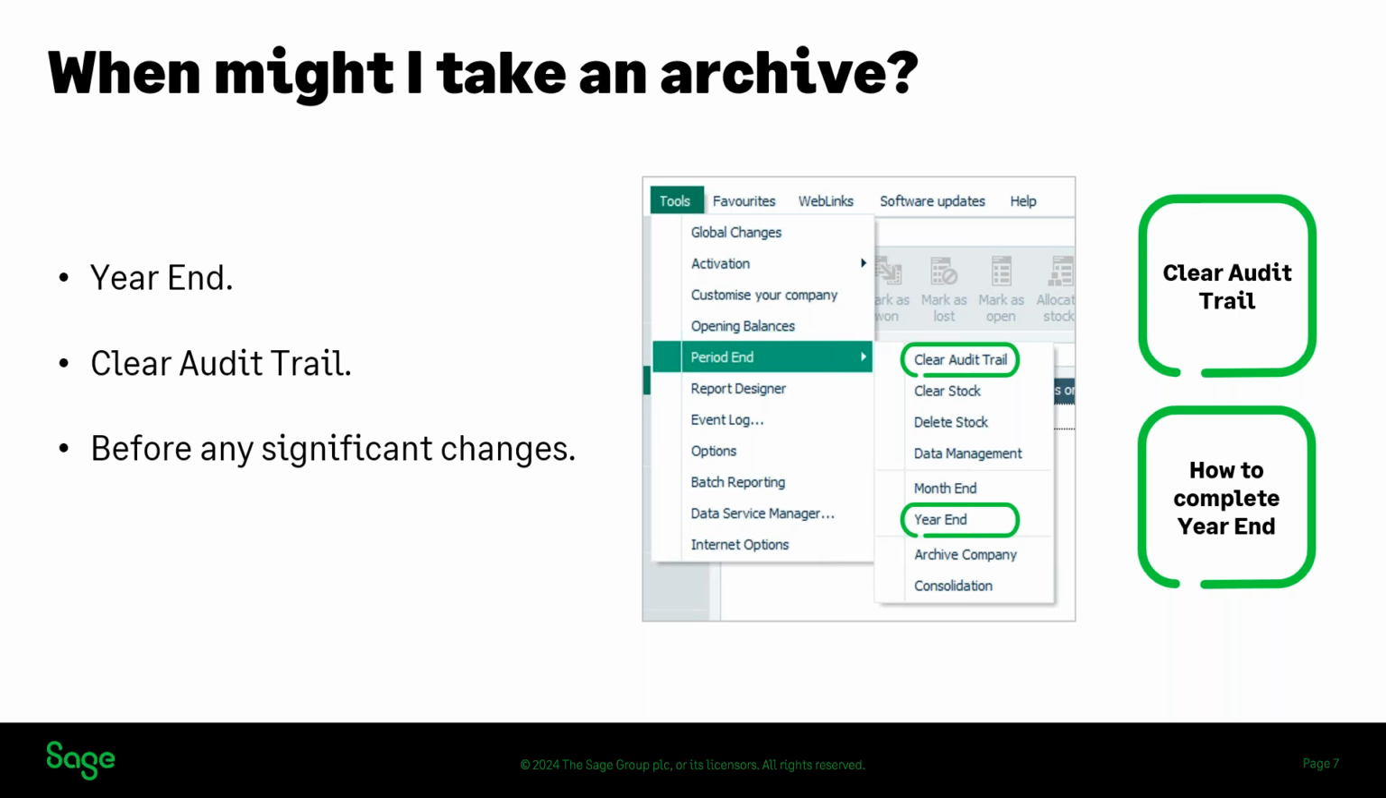So you might be wondering, when might I take an archive? You can take an archive at any point in time, and there's no limit on how many times you can take one. But we strongly recommend taking one prior to running your year end process, and any time you run the clear audit trail process. You may run a clear audit trail straight after running the year end. So if you have already taken the archive prior to the year end, you won't need to take it again. But if you run a clear audit trail, say mid-year, then we would always recommend to take an archive and backup prior.